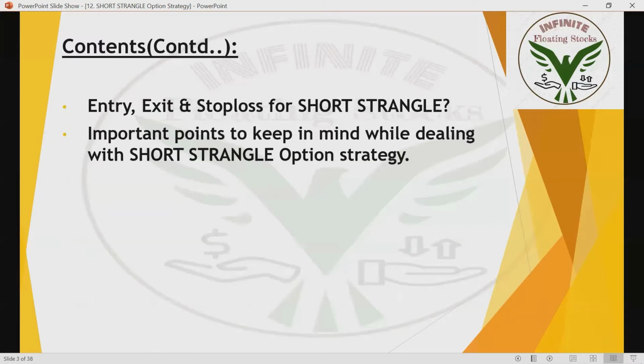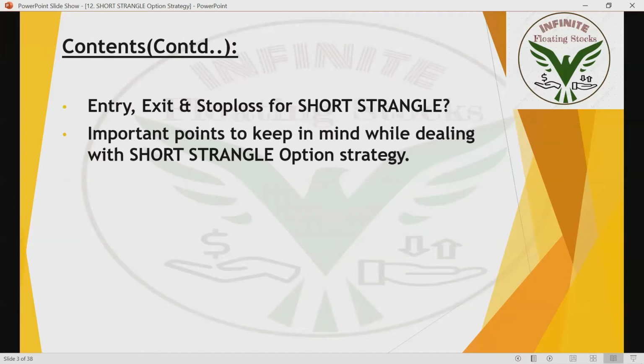These are the other contents we're going to discuss in the next few minutes. I'll also tell you what the entry point and entry time should be, when you need to exit, and what the stop loss should be when you are trading on Monday, Tuesday, Wednesday or Thursday. Stop loss varies from day to day. If you are using the short strangle on Monday, the stop loss is different. If you are using it on Tuesday, the stop loss is different. So it varies from day to day.